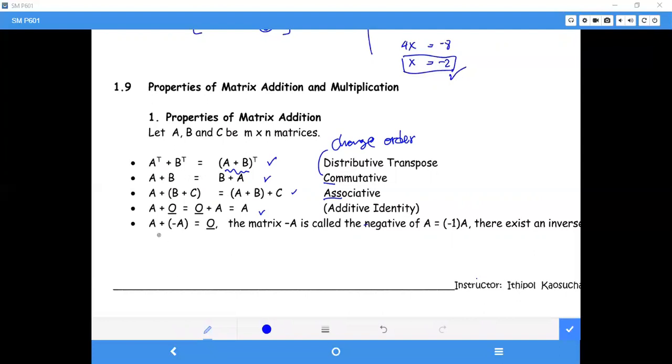Okay, this one, A plus negative A is the matrix 0. So negative A is called the negative of A, something like this. Very easy. Yeah, easy.